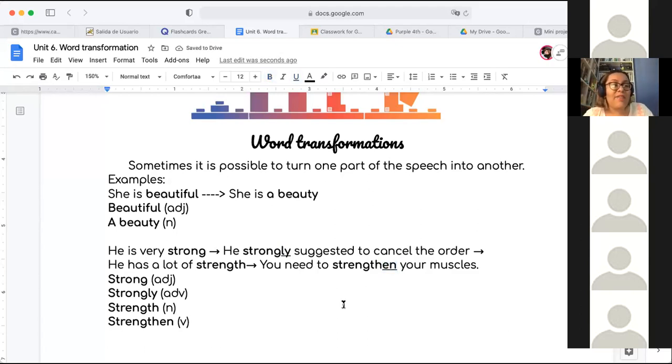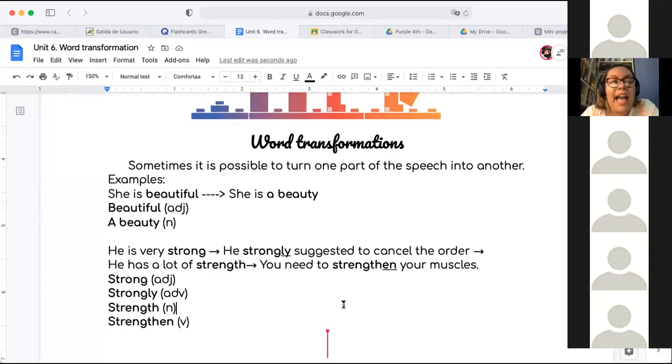Now this is going to be important throughout this unit, okay? From a noun to a verb, we're going to add en, not in all cases because this is not possible in all cases, but in a bunch of them it is. And from adjective to adverb, we're going to add ly. So ly and en, all right? That's something very important for you guys to remember.